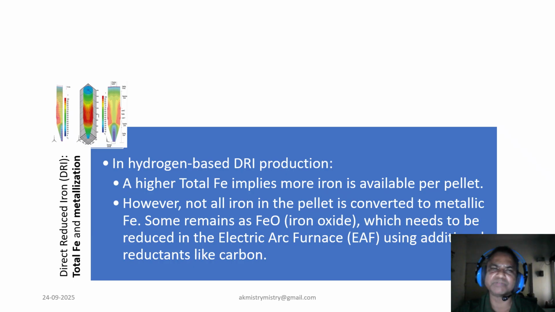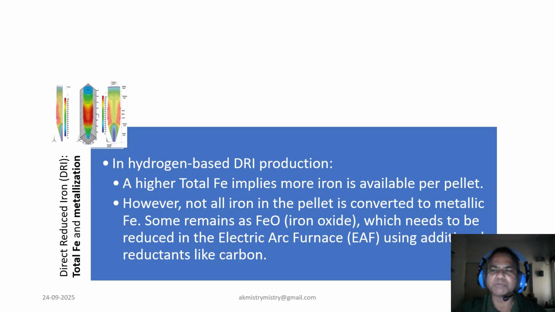point known to everyone. However, it's important to understand that not all of this iron is converted to its metallic form. Some of it remains as iron oxide, and this leftover iron oxide needs to be reduced later in the electric arc furnace using additional reductant such as carbon.